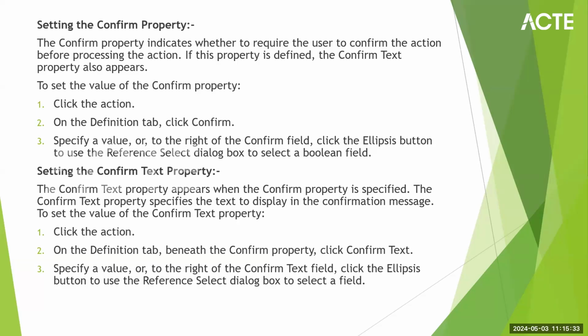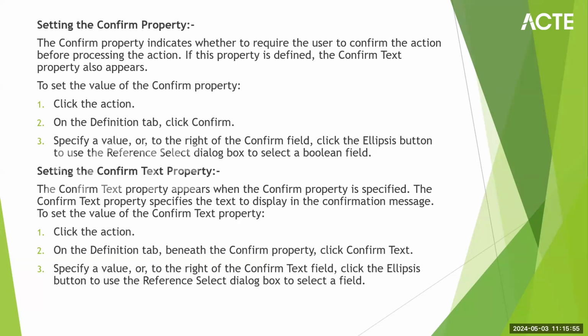How do you do that? Click on the action on the definition tab, click on the confirm, and specify a value to the right of the confirm field, or else you can map it directly to a field which you already created, either an inbuilt field or an existing field as well. The field should be a boolean field.